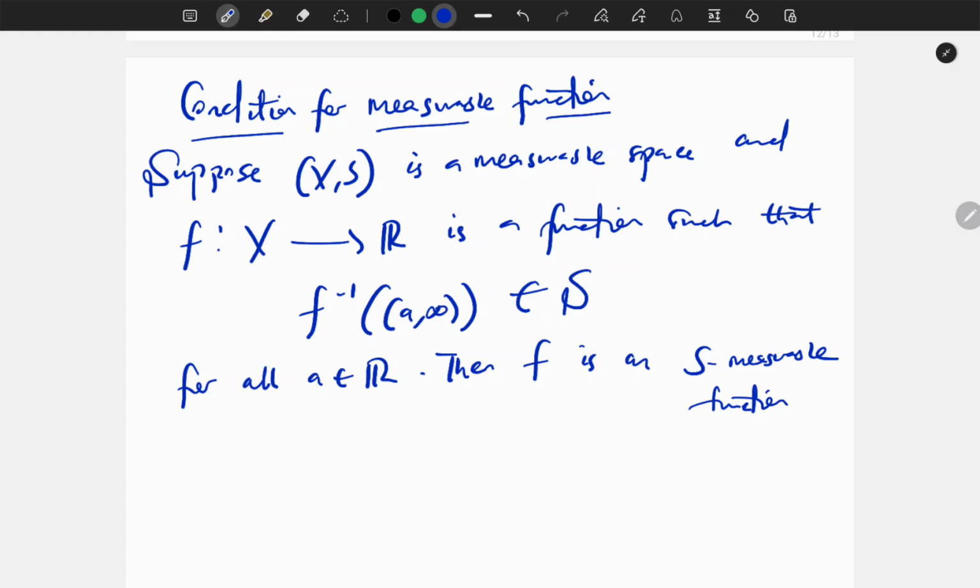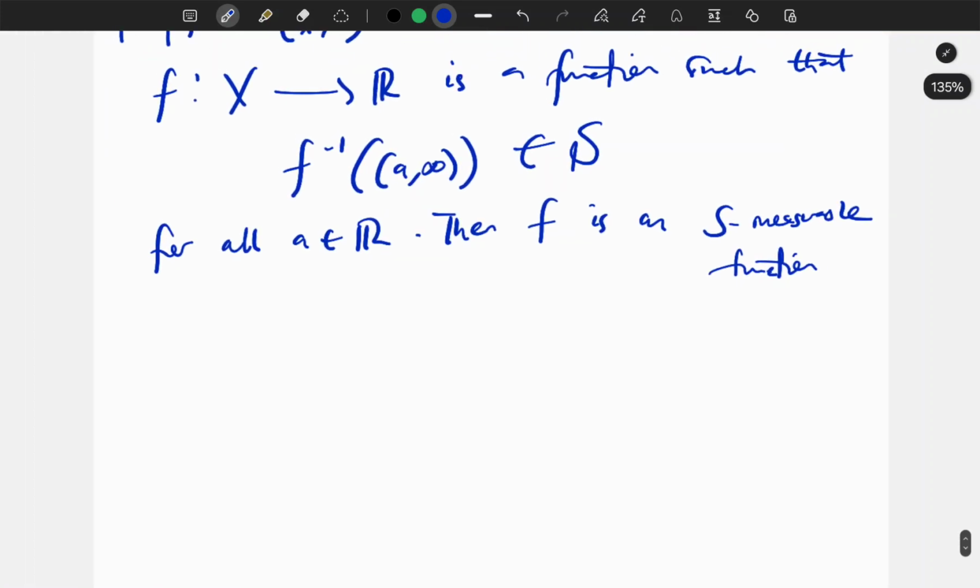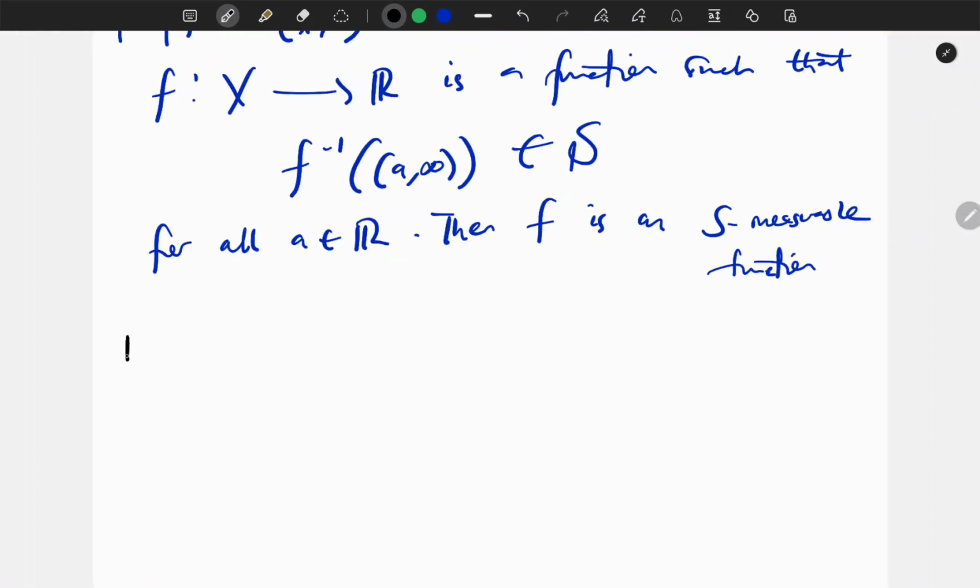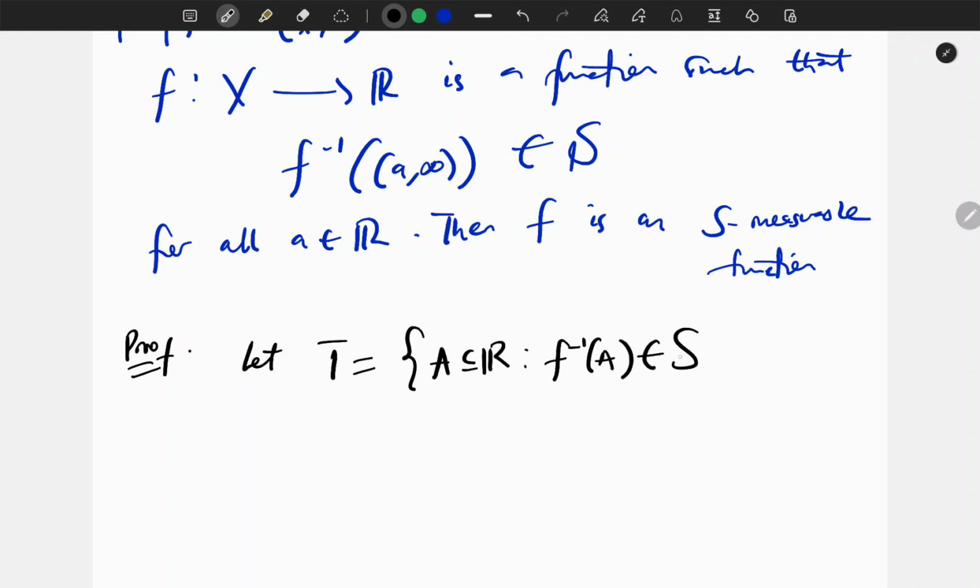So if we can prove this, then we can use these conditions to check if our function is X measurable. So let's go straight to the proof. Let T equal the set of A subset of R such that the pre-image of A is in the sigma algebra. We want to show that every Borel subset of R is in T.